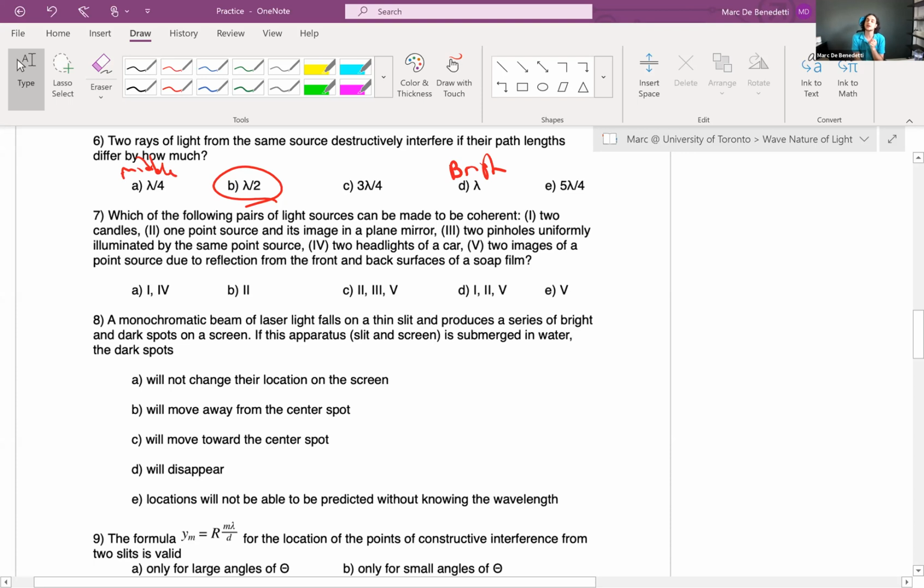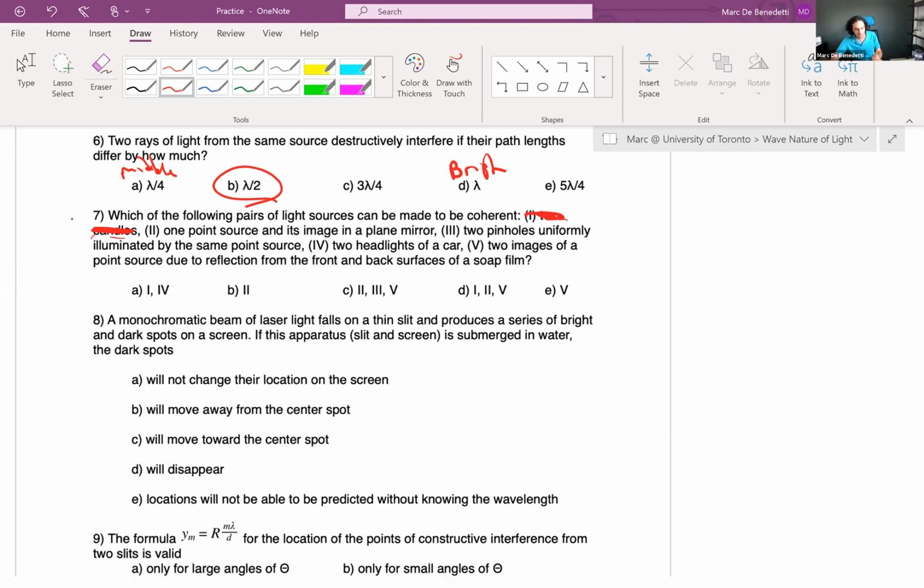Okay, so "can be made" means, is it possible to do it? Number one, 2 candles. Is it possible to have 2 candles coherent with one another? There's no physical mechanism that I can go into the candle and control, you know, if both candles emit light as a cosine wave versus a sine wave. If one starts at a maximum, the other one might start at a minimum. I have no way to control that. So candle is right out. There's no way to control that. I cannot make those to be coherent with one another.